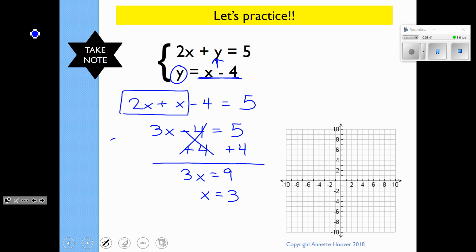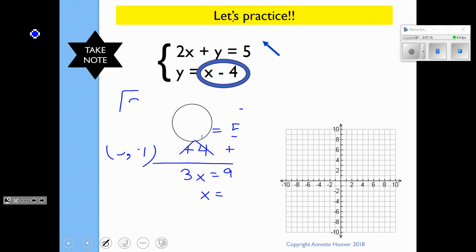So we know the first number of our ordered pair. We need to figure out the y, so we need to substitute the 3 back in. Again, we can do that in either equation. If we substitute 3 into x right here, that would be 6 plus y equals 5. And if we subtract 6 on both sides, y would be equal to negative 1. If we did it on the second equation, that would be 3 minus 4. And if you add the opposite, again, you get a negative 1. So our solution would be 3, negative 1.